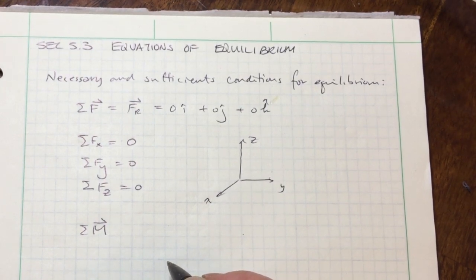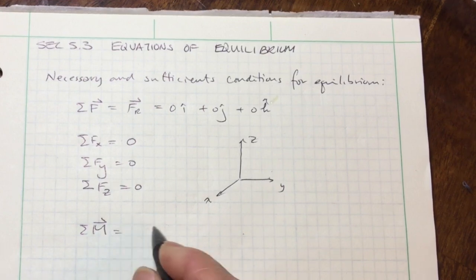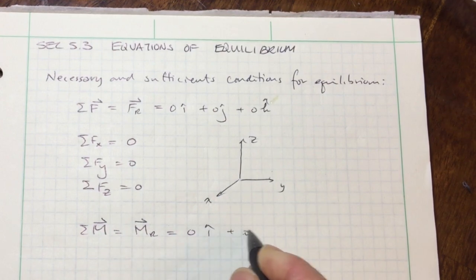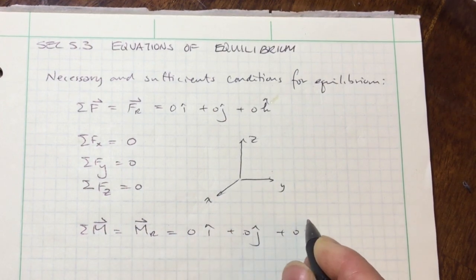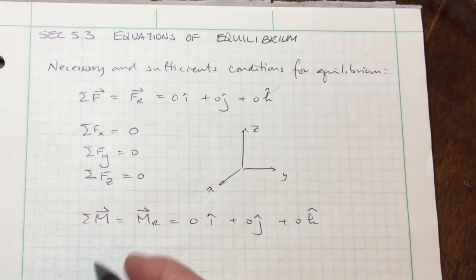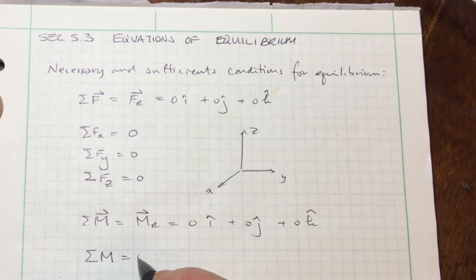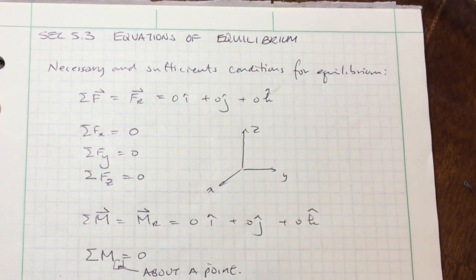The other requirement was that the sum of all the moments being subjected to that body, whether they're applied moments or moments due to forces, should add up such that you get 0i plus 0j plus 0k. In other words, you're going to take the sum of all the moments and it should go to 0. And what you're going to do is take it about a point, and you can choose that point to be any point.